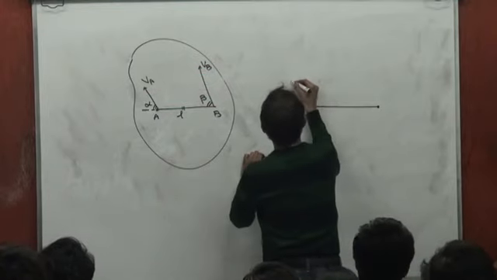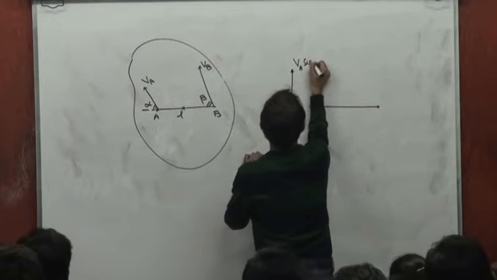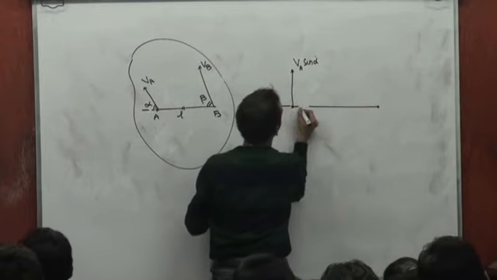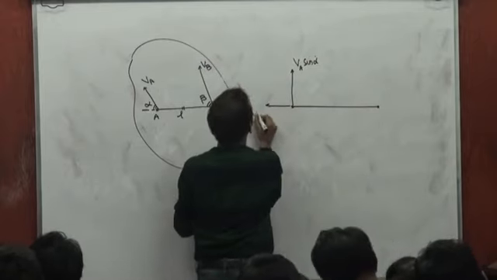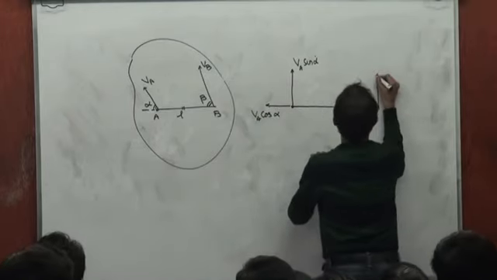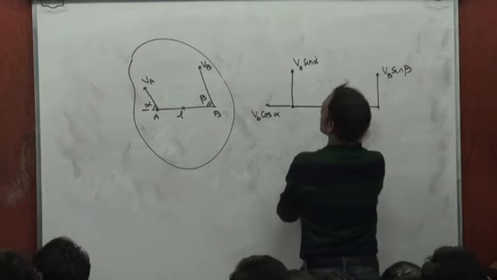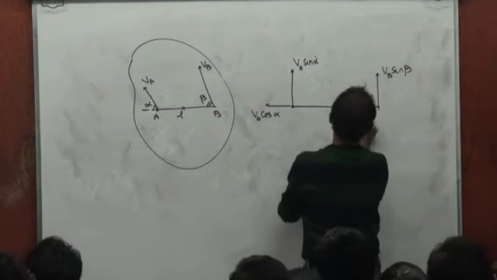Now their velocities, like before, could be resolved as VA sine alpha this way, VA cos alpha this way, VB sine beta this way, VB cos beta. Yes or no?